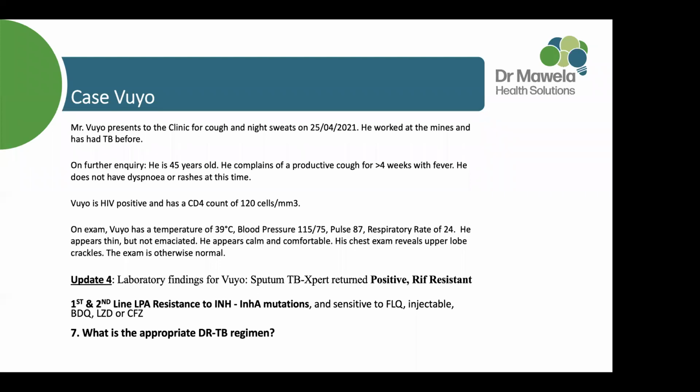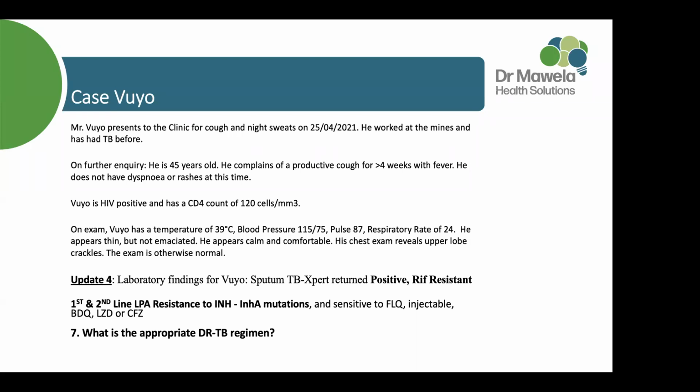So the simple answer for Vuyo is short, but please don't forget that Vuyo worked in a mine and was previously having TB. So we must take history on that TB. What TB was this? And then this TB was treated with what? If he was exposed to second line drugs, he is not eligible for a short regimen. If his X-ray comes back with cavities, the lung is destroyed with fibrosis, no short regimen. If he's got extrapulmonary TB, no short regimen, right?